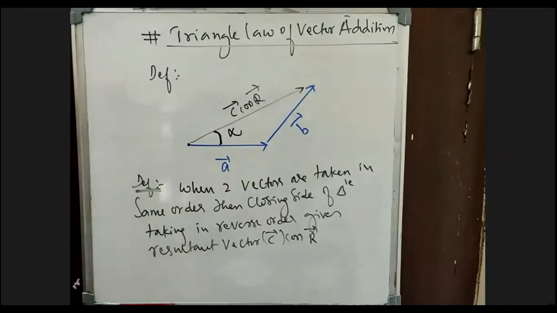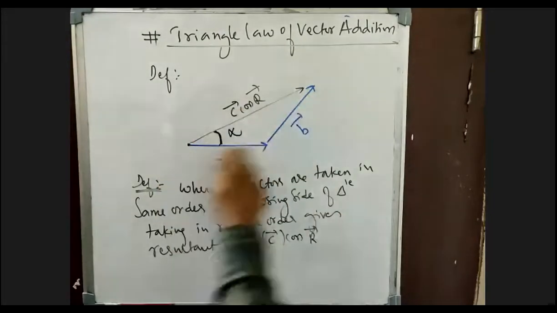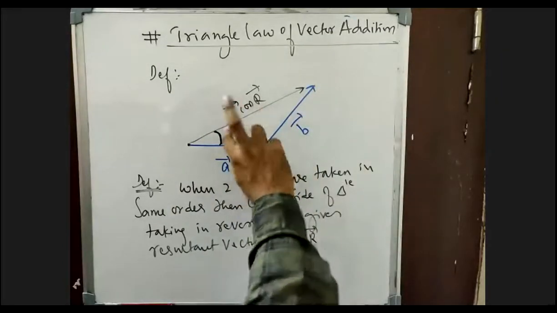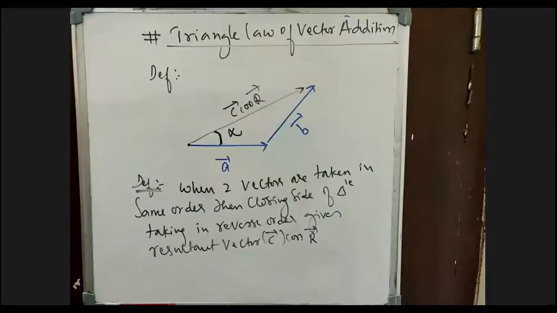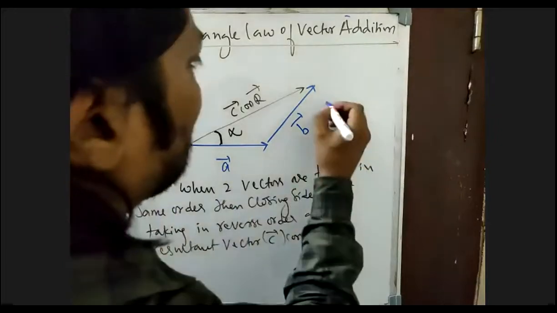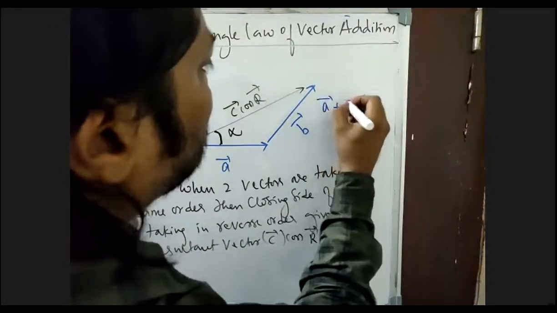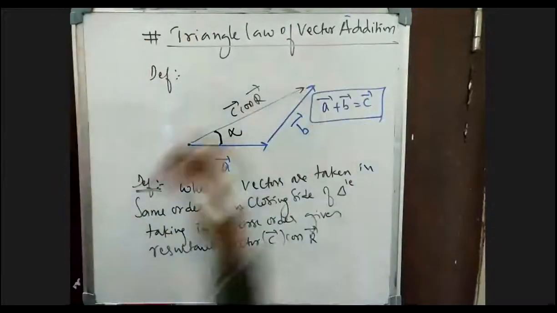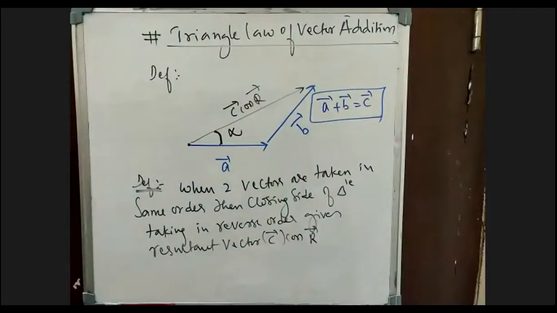So the triangle law says that when two vectors are taken in the same order, then the closing side of the triangle taken in reverse gives the resultant. These two vectors are two sides of a triangle. The third side of the triangle taken in reverse order gives me the resultant vector, represented by C bar. Now I am writing A bar plus B bar is equal to C bar. This is vectorially, that means geometrically A bar plus B bar equals C bar.